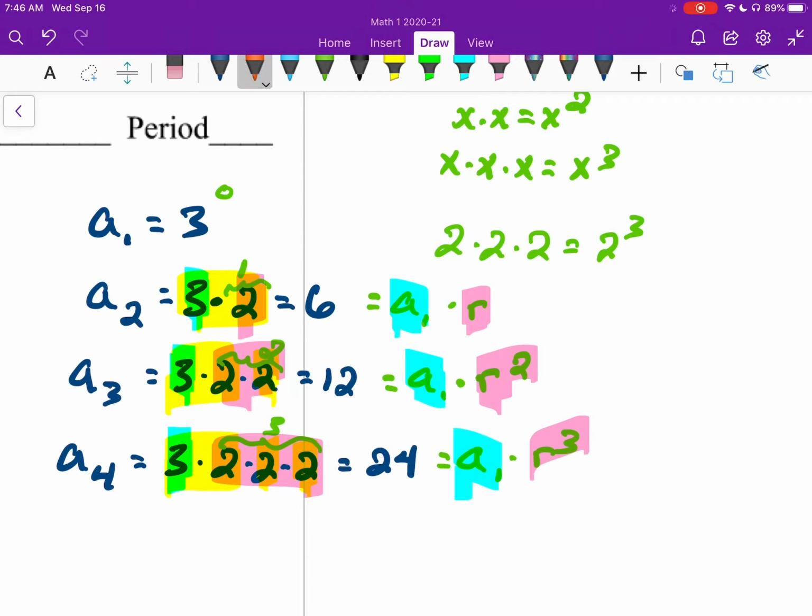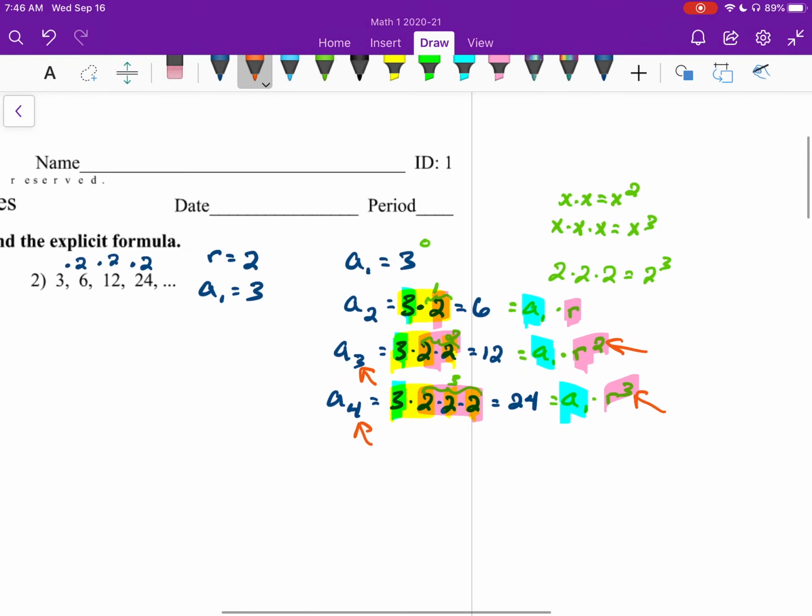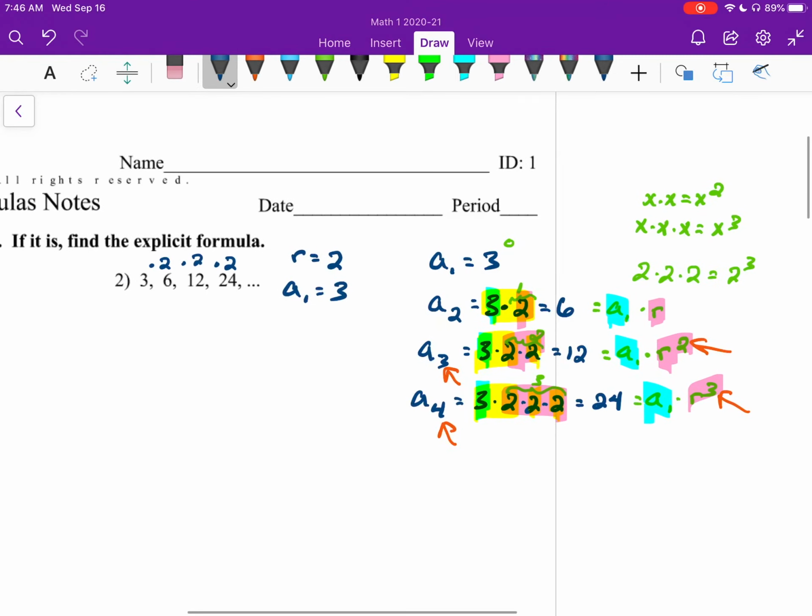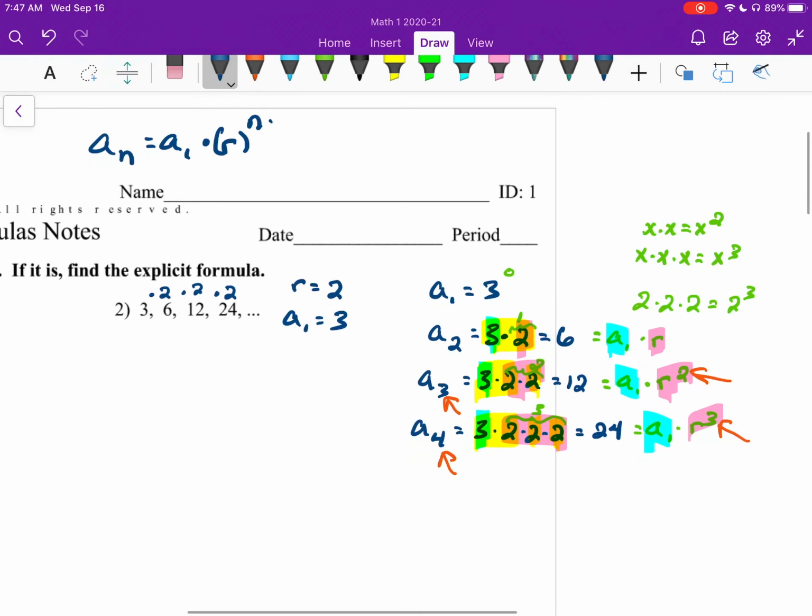Now we need to look: here's a 3, here's a 4, here's a 2, here's a 3. So every time, our exponent on r is going to be 1 less than what our a sub is, right? So if it's a sub 100, you're going to use only 99 r's. So our general equation that we're going to need to memorize or write down and have handy is a sub n equals a sub 1 times r to the n minus 1. And that's an exponent there. I put parentheses around the r because when in doubt, just go ahead and put parentheses around them. It matters a lot whenever you have negative numbers.